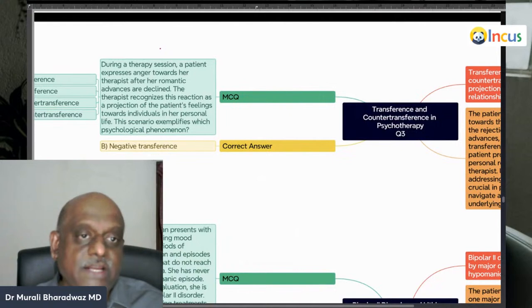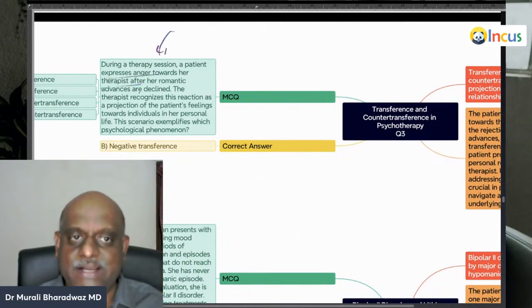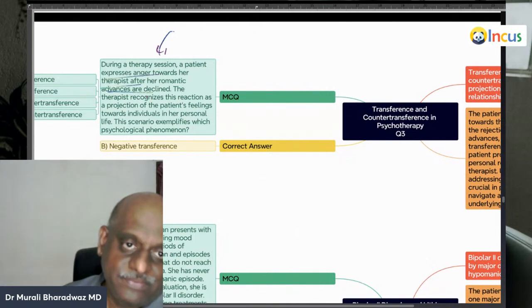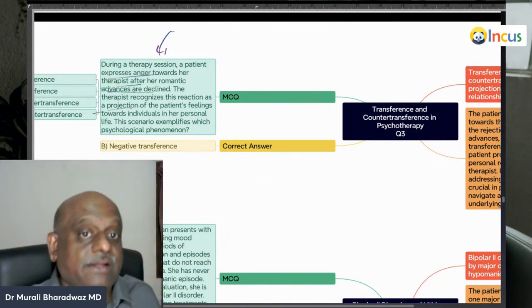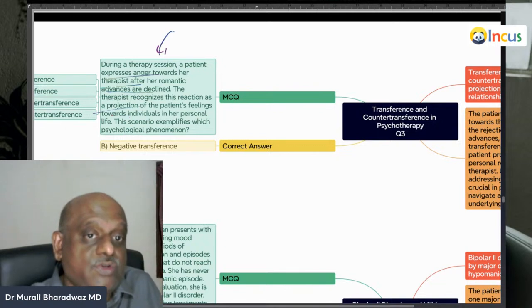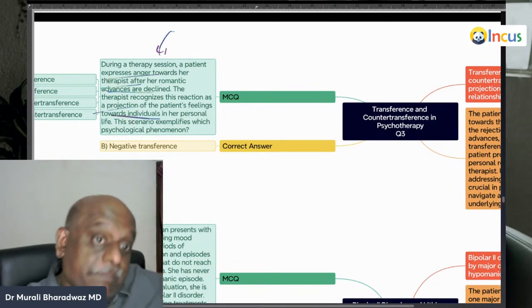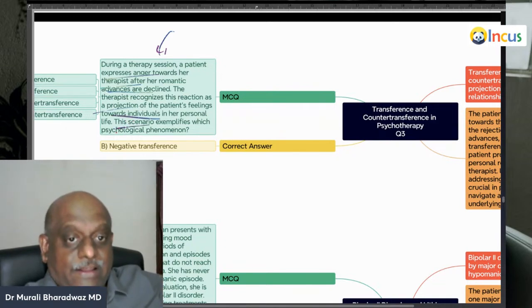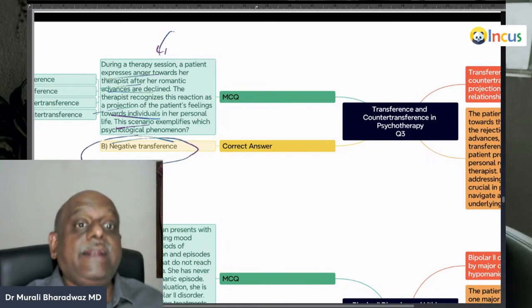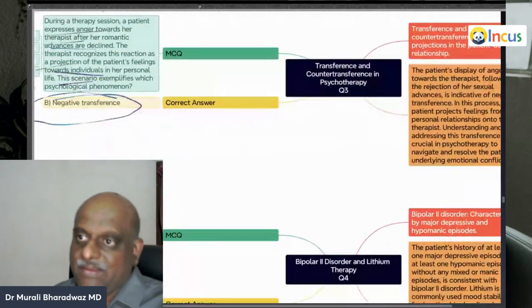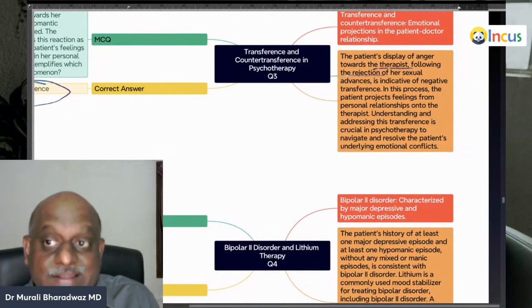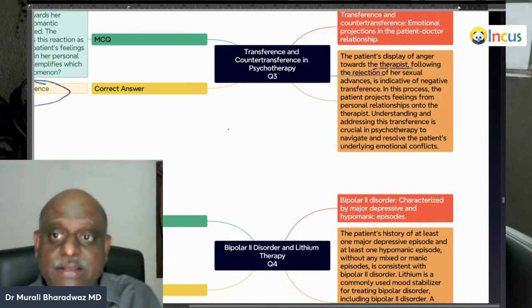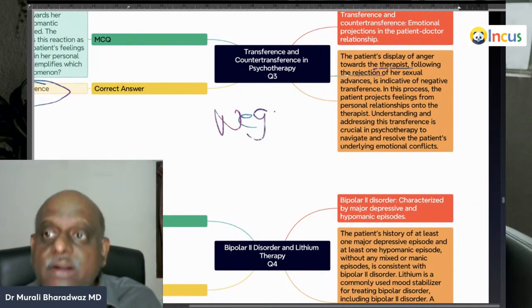Now, doctor, during a therapy session, a patient expresses anger towards her therapist after her romantic advances are declined. The therapist recognizes this reaction as projection of the patient's feelings towards individuals in her personal life. So what is this phenomenon called? Negative transference. So the patient's display of anger towards the therapist following the rejection of her sexual advances indicates negative transference.